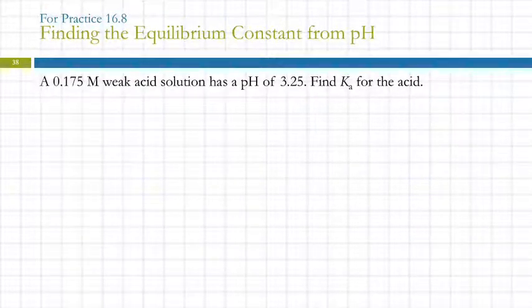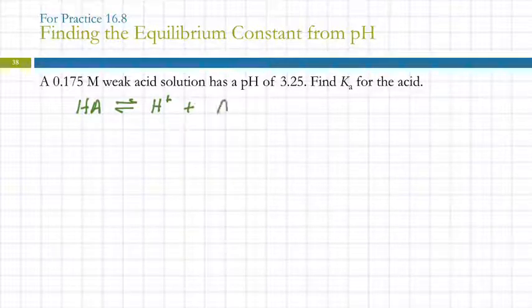We can find the equilibrium constant for a weak acid from the pH of a weak acid solution. It's kind of working backwards, right? So this 0.175 molar weak acid solution has a pH of 3.25. Find Ka. I'm still going to make an ice table. Here we don't know what the weak acid is, because if we did, we could look it up.